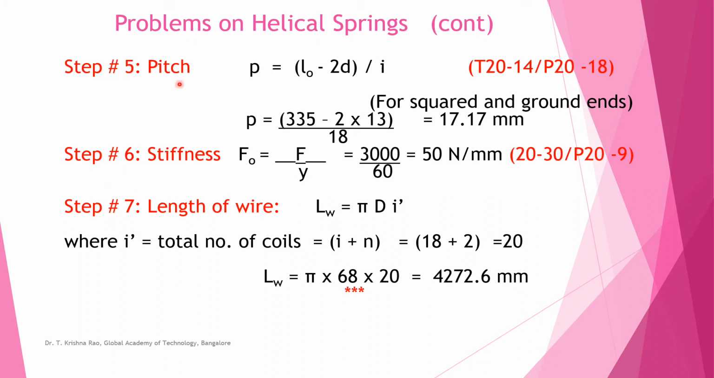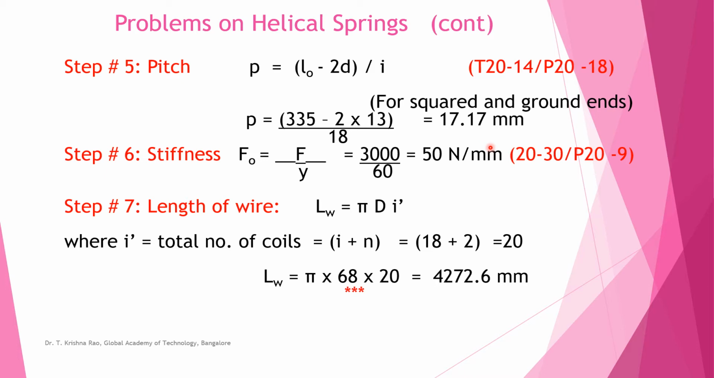Then next step is to find out the pitch. Pitch is distance between two coils. For this condition of squared and ground ends, pitch equation from the table is L0 minus 2d by i, and we find out the pitch. This is required to manufacture the spring.